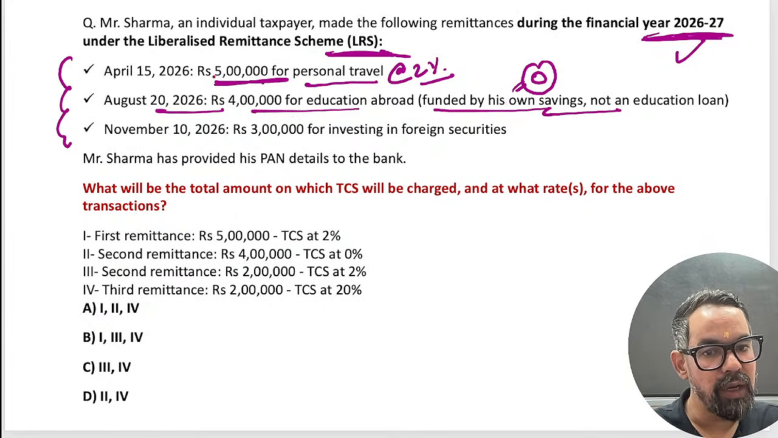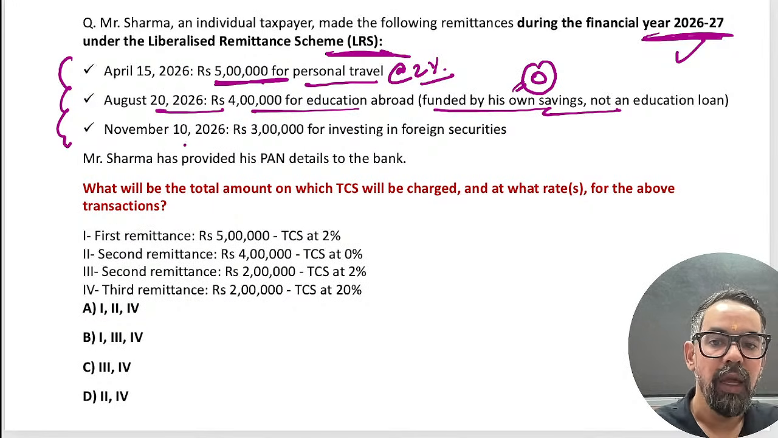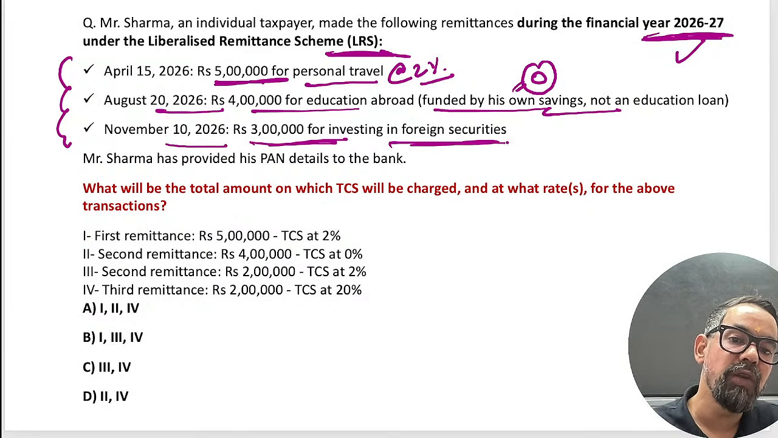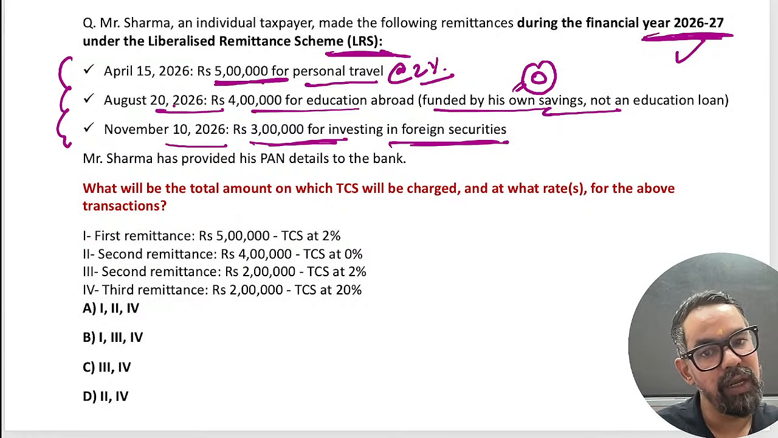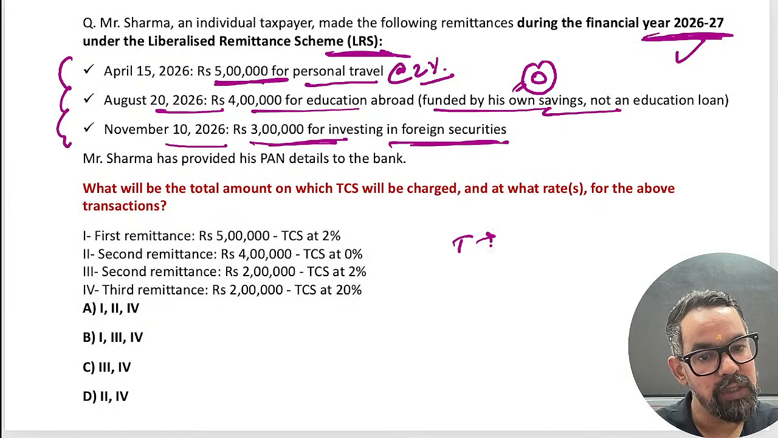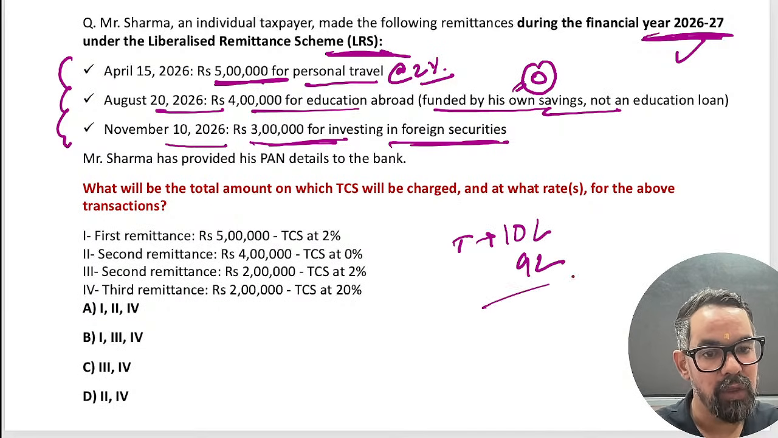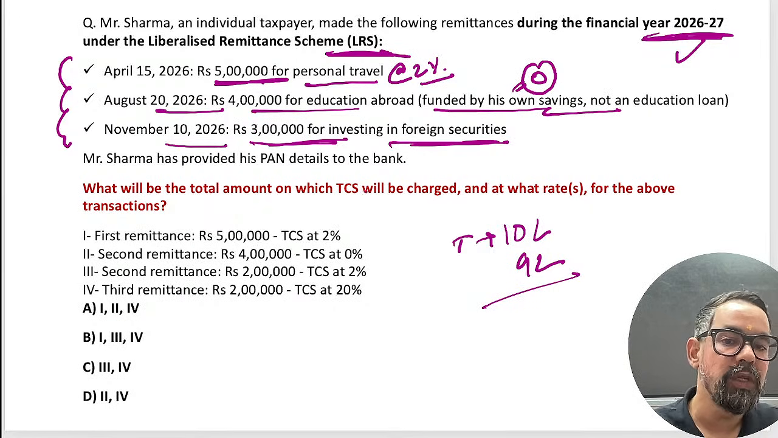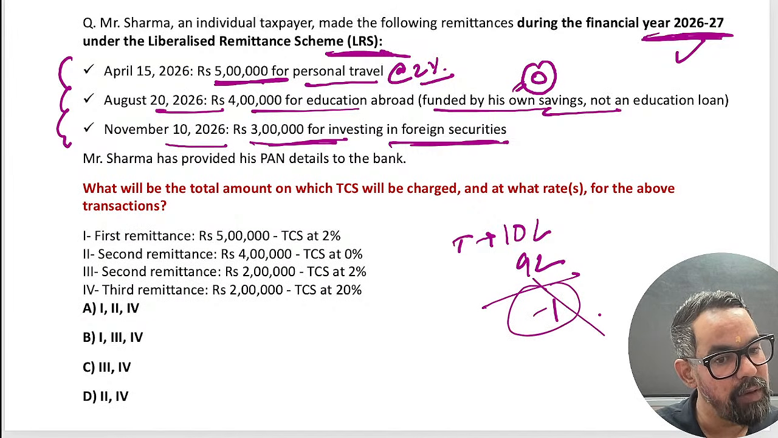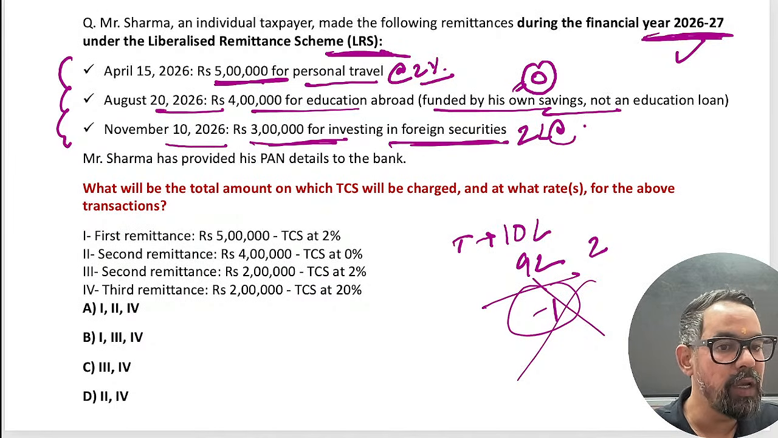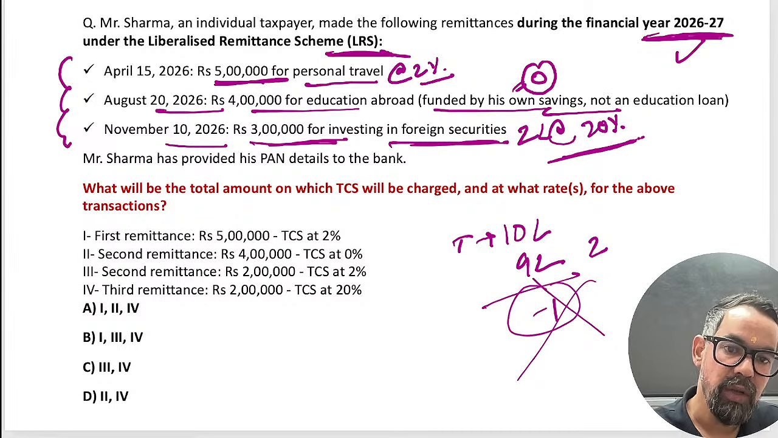Now the total remittance happened so far is 9 lakh. Then November 10th, they remitted 3 lakh for investing in foreign securities. They have already utilized 9 lakh out of the 10 lakh threshold. So 1 lakh remains and this remittance is for 3 lakh. So 3 minus 1, that 1 we have deducted. So 2 lakh of investment will come under 20%.